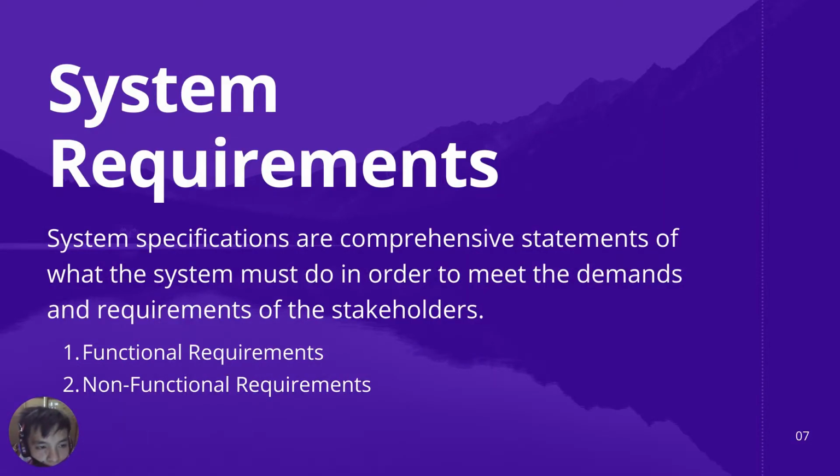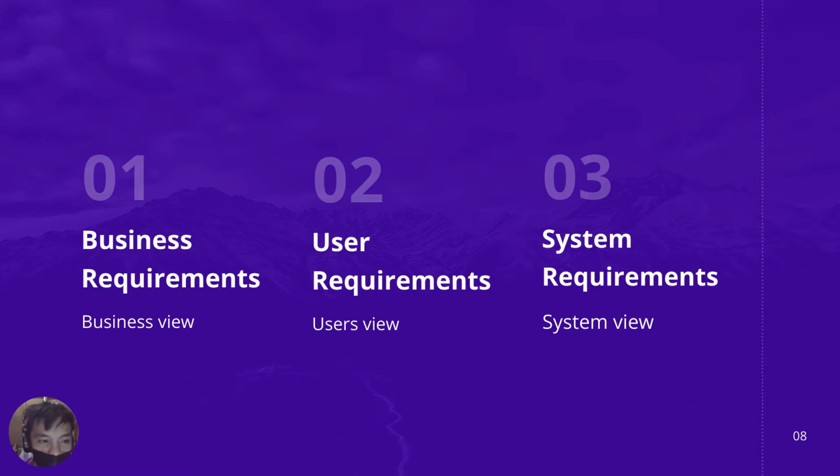System requirements. System specifications are comprehensive statements of what the system must do in order to meet the demands and requirements of the stakeholders. There are two kinds of requirements: functional requirements and non-functional requirements. There are three layers of requirements. First, the business requirements as the business view, second, the user requirements as the user's view, and third, the system requirements as the system view.